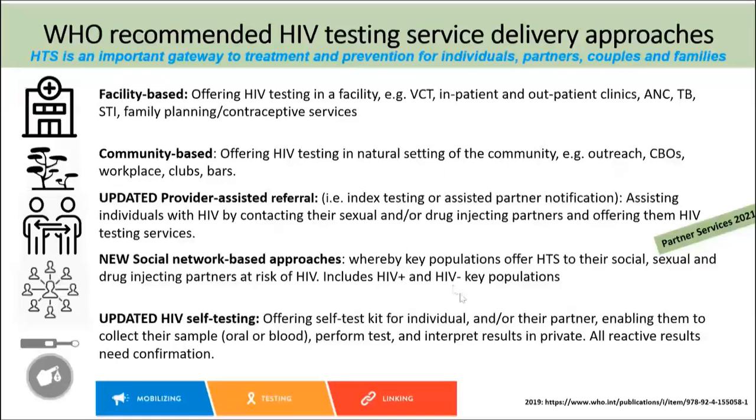Then there is HIV self-testing, which is also coming up in the program. These kits can be provided to individuals for themselves or for their partners, enabling them to collect samples, which can be oral or blood samples, and perform tests on their own at a place which is convenient to them, and all reactive results will be sent for confirmatory testing. So they will be counseled and informed about the need of coming back to us if the result is positive, so that they can be linked for the confirmatory testing and other appropriate services.